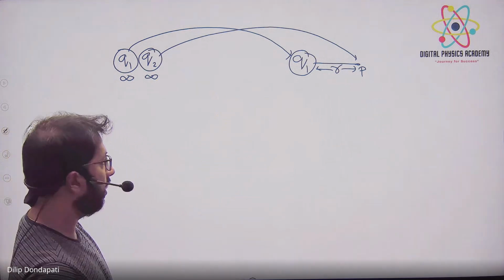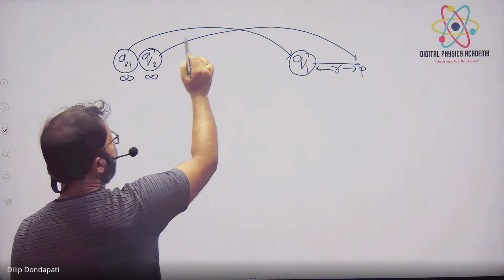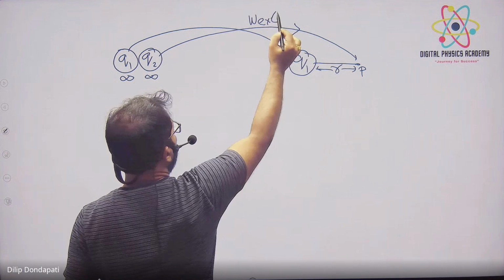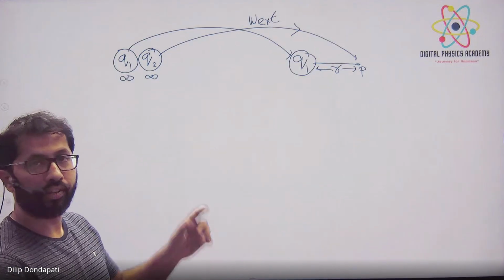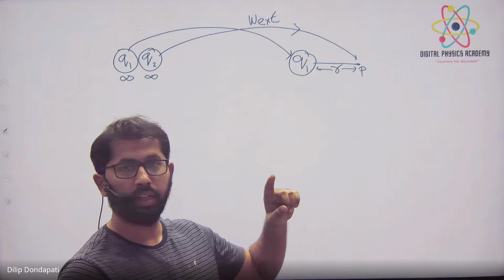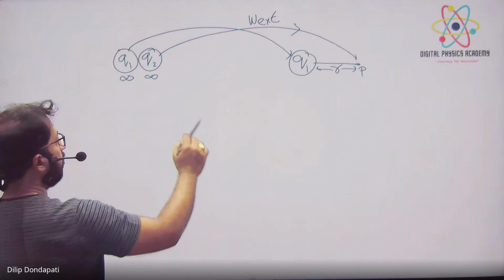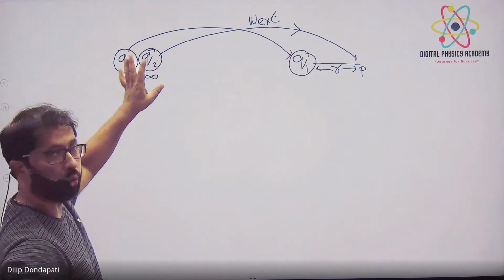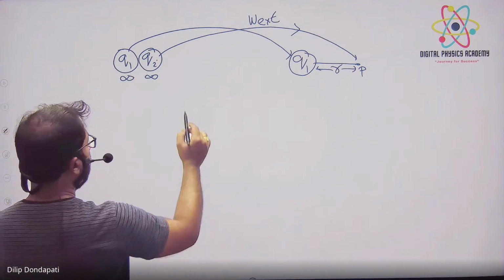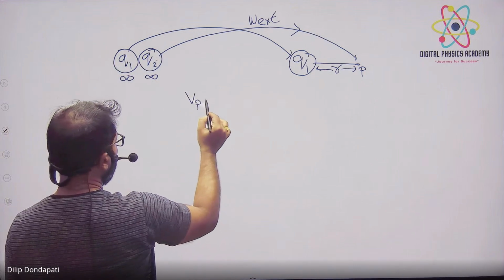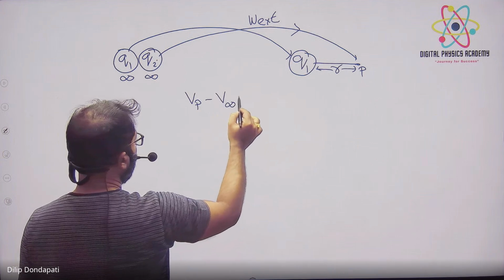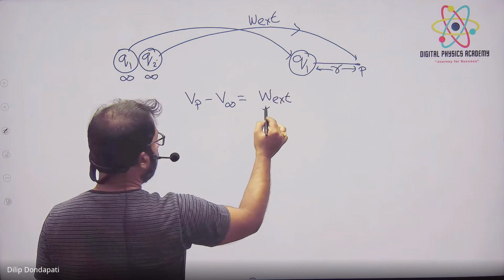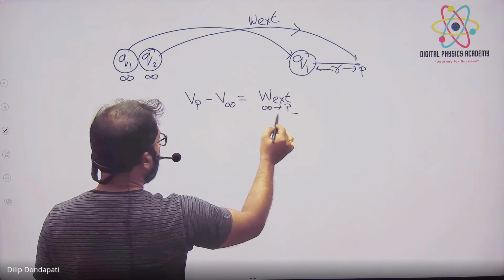That work we will calculate, from infinity to the point P where I'm bringing it. I want to calculate the work done. So tell me, to find the work done we can take the help of potential. What is the definition of potential difference? I brought charge Q2 from infinity to the point P. Vp minus V infinity is equal to the work done by the external agent in order to bring the charge from infinity to the point P, upon the charge Q.